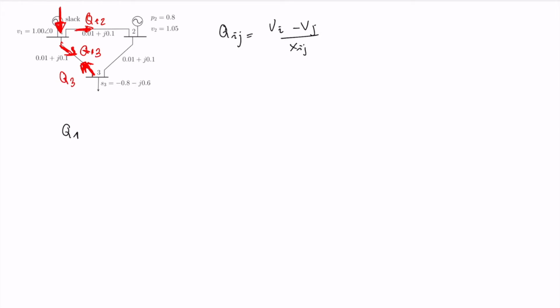When we work with the third one, we will have some reactive power going in this direction that we call 3 to 1. In node 1, we have Q12 plus Q13. And this is equal to B1 minus B2 divided by X12 plus B1 minus B3 divided by X13.